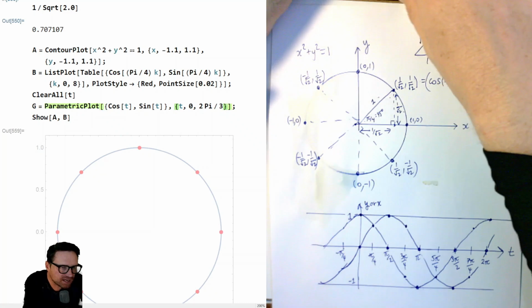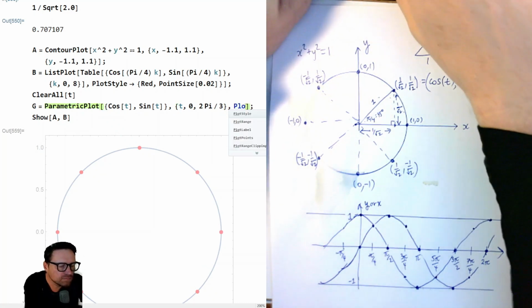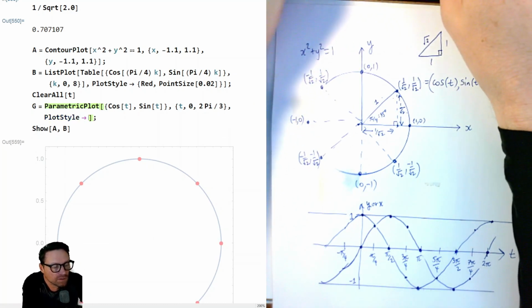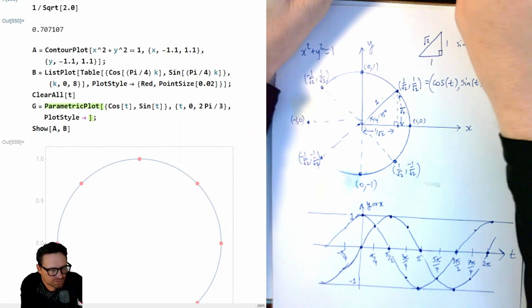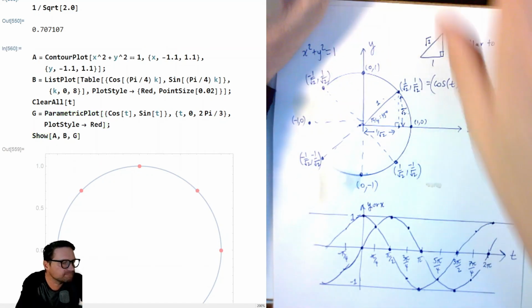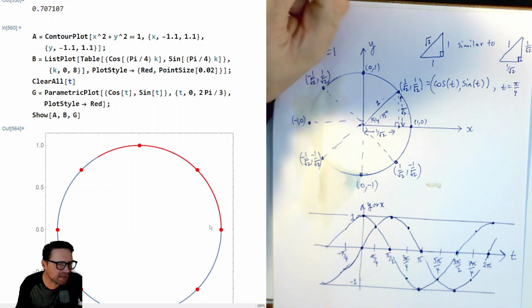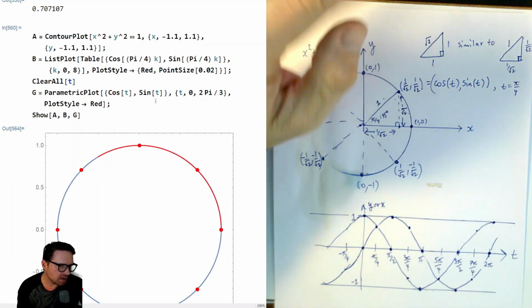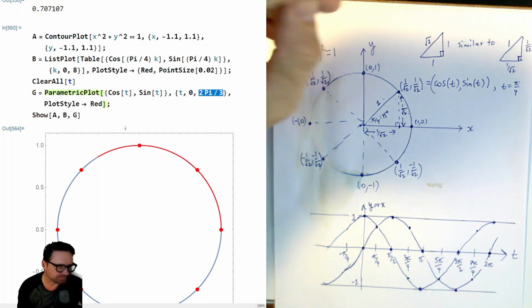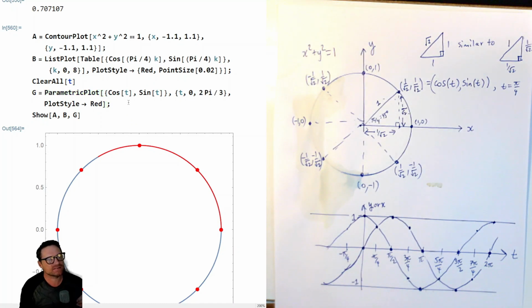But I think I want to change the plot style to change the color. Let's see, PlotStyle. Let's change that color to red. And then we'll show A, B, and G. Okay, so now you can see what happens as I go counterclockwise up to 2 pi on 3 radians with my second plot. Now, what I want to do here is plot out this, kind of animating this as I go increasing in the value of t.